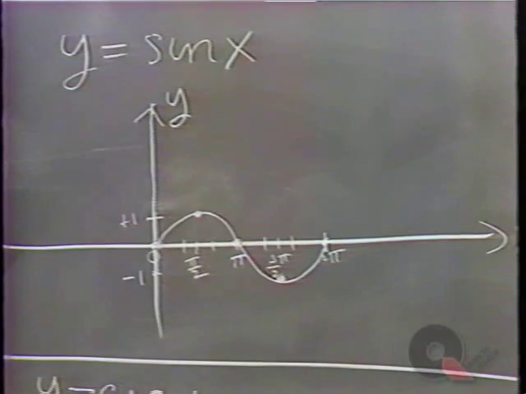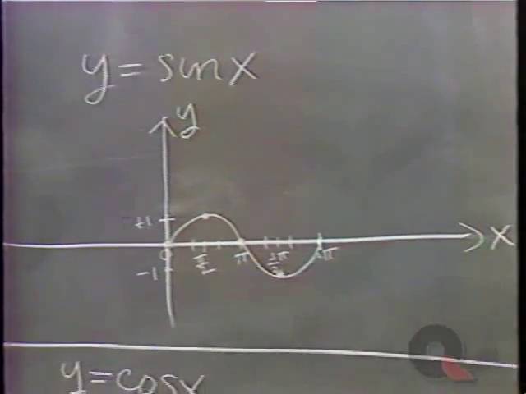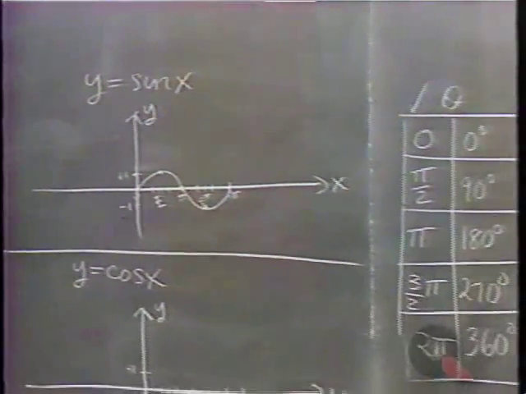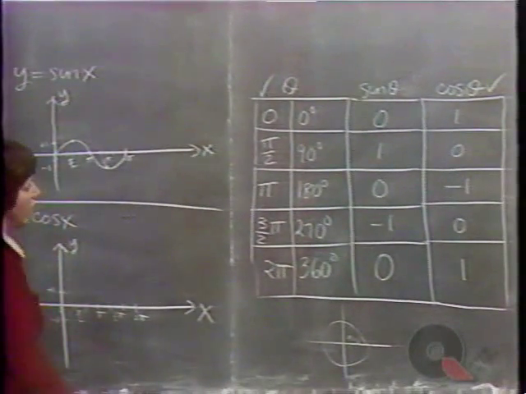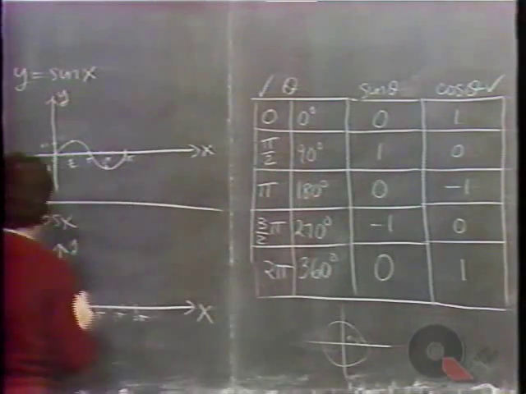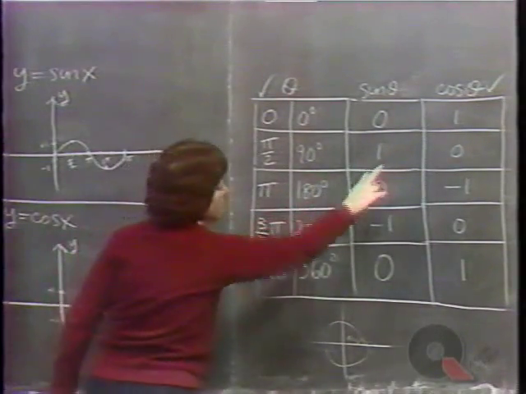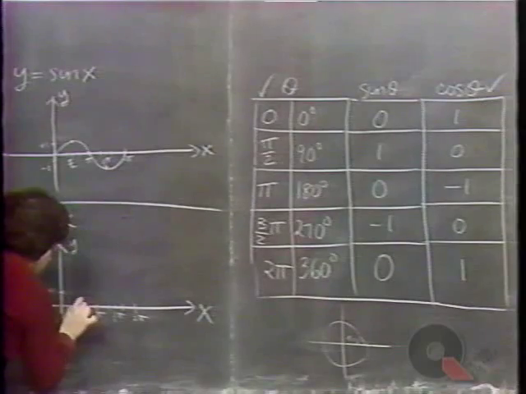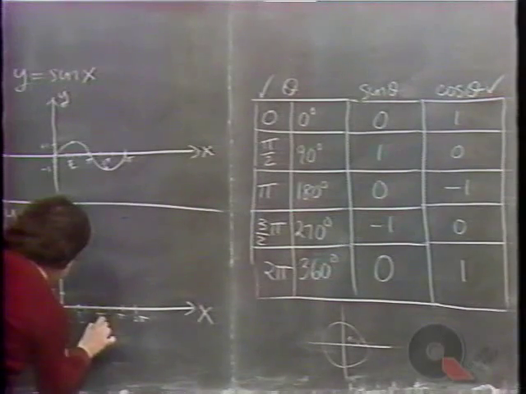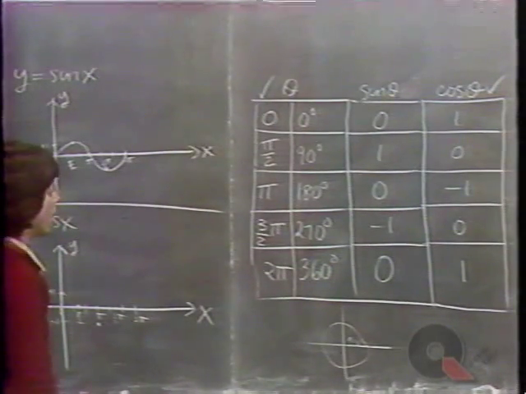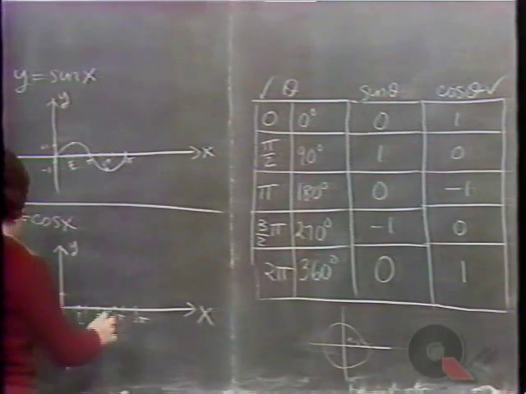Let's do the same thing for y equals cosine x. Now we'll be using this column here for the angles, but we'll be reading off of the cosine column. All right, so we'll have 0, comma 1 as our first point. Then we'll have pi over 2, comma 0. Then we'll have pi, comma minus 1. 3 halves pi, comma 0. And 2 pi, comma 1.